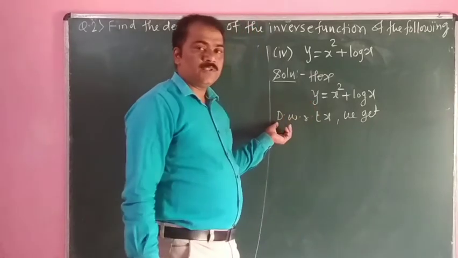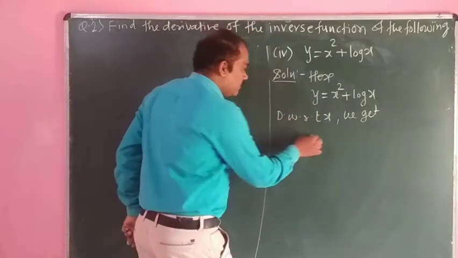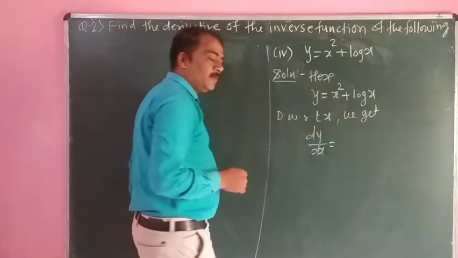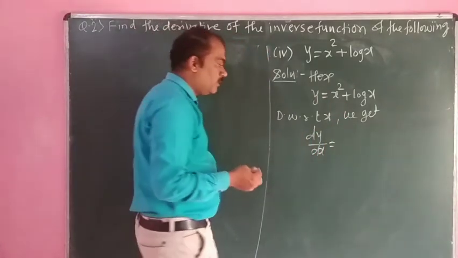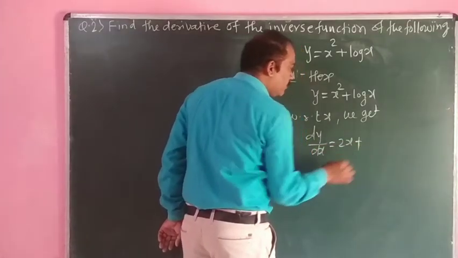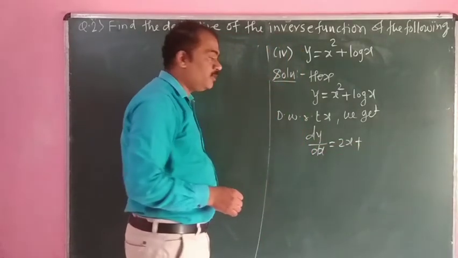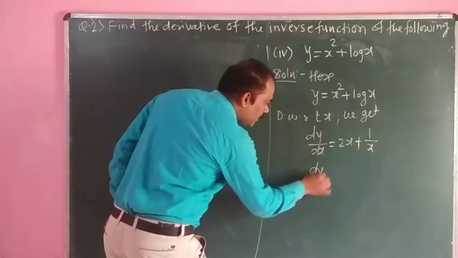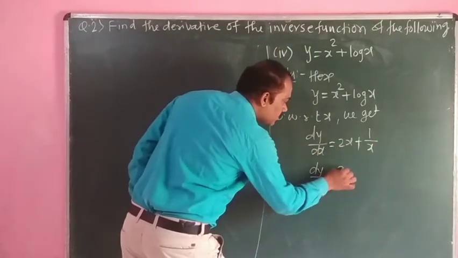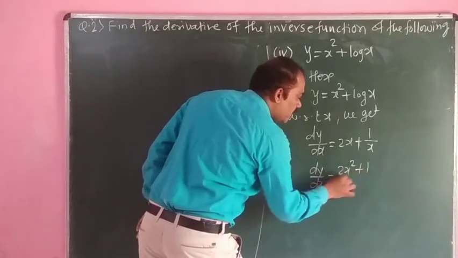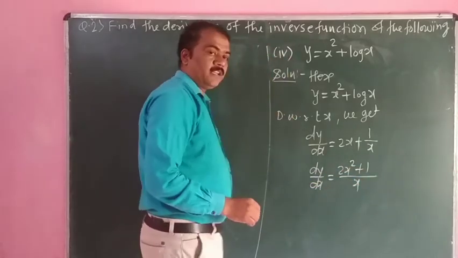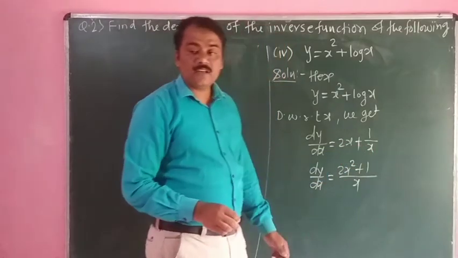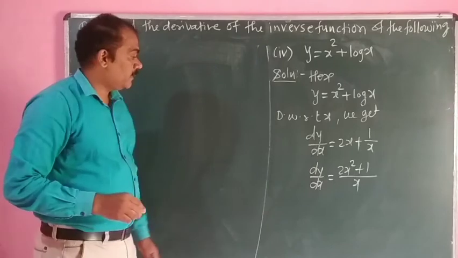We have to differentiate with respect to x. We get derivative of y with respect to x is dy by dx. The differentiation of x square, we have to know that as with the power function formula, it is 2x. Derivative of this log x is 1 upon x. If we simplify this, dy by dx is 2x square plus 1 divided by x. By equalizing the denominator, x multiply on this side, 2x square plus 1 divided by x.